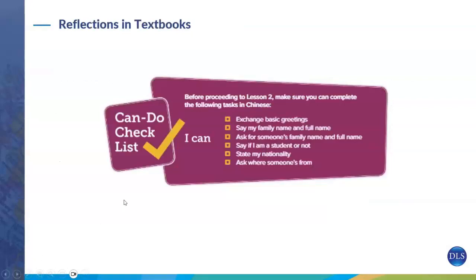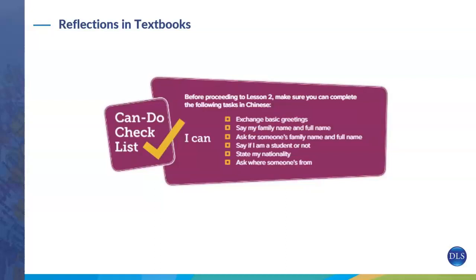In some textbooks, there may be some kind of reflection, and that's great. However, I did a little sampling of a bunch of different language textbooks to try to find what the textbooks were doing with reflections. And I did not really find the types of reflection questions that we're talking about today.